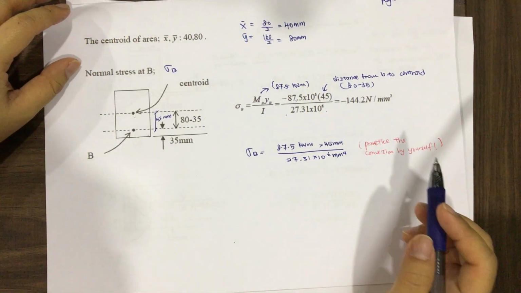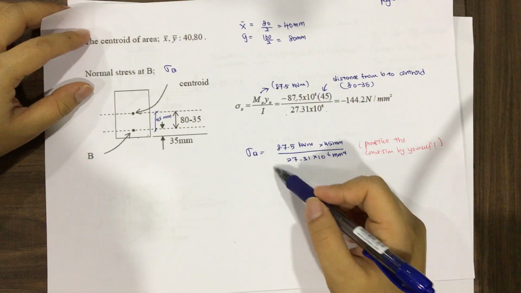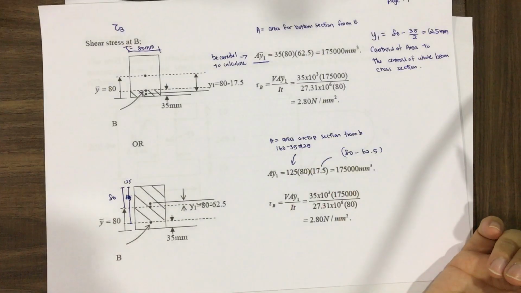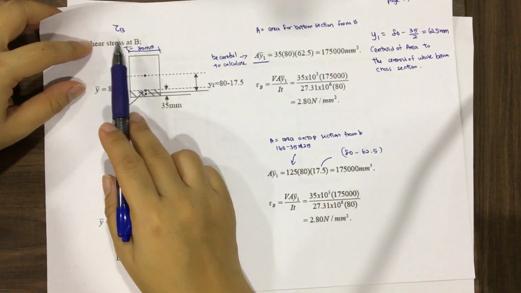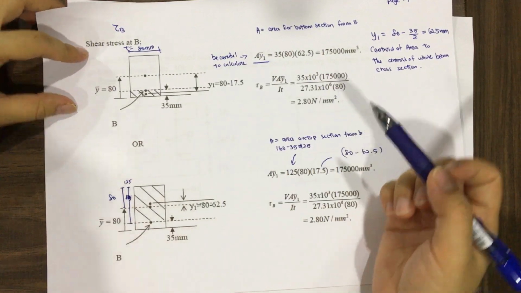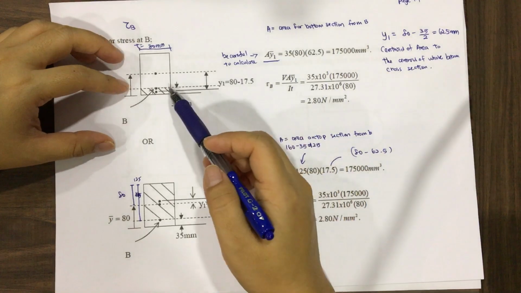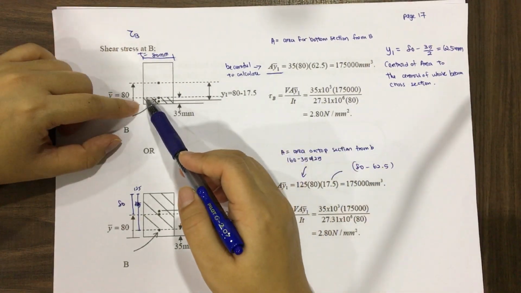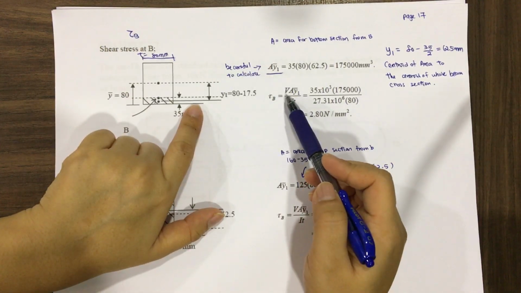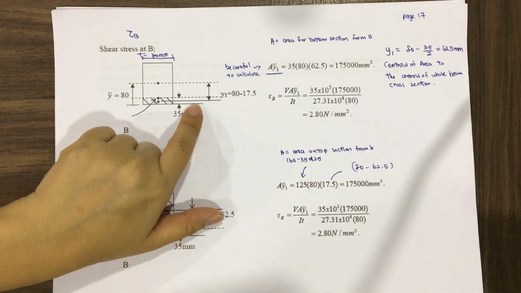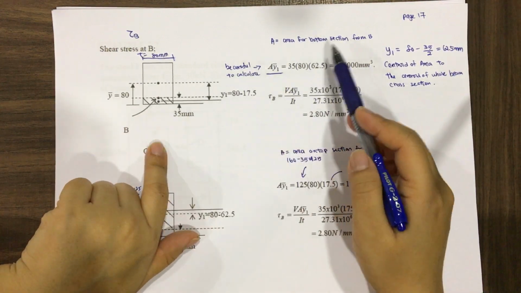Here I also listed how you need to do the unit conversion, so you can practice also at home. After we calculate the normal stress, now we can calculate the shear stress. Shear stress is a little bit different. From Y here, you can choose, as in the formula I explained just now, either the area at the bottom or the area above the top for the equation VAY over IT. So the area now is 35 times 80.